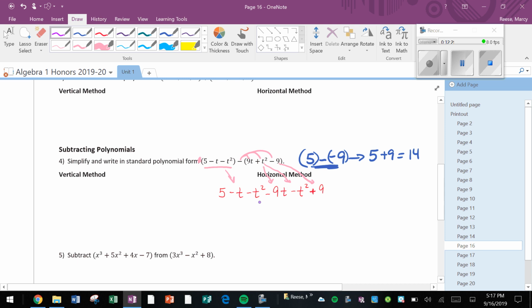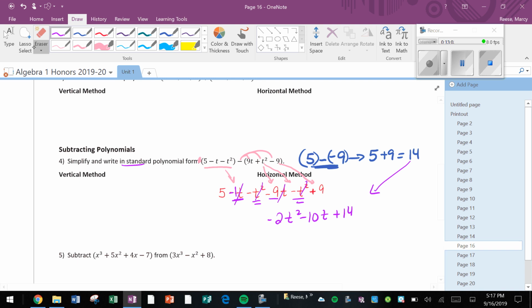We combine like terms. I take the highest exponent first. Negative t squared and negative t squared is a negative 2t squared. And then I cross it out. And then I go to the next one because I'm doing standard form here. And that's a negative t, which is really a negative 1, by the way, peoples. And a negative 9 is a negative 10t. And then I combine them, I cross it out. And then I got that 5 and 9 still. And we did that over and over again. You know it's 14. Okay? And there is your answer.